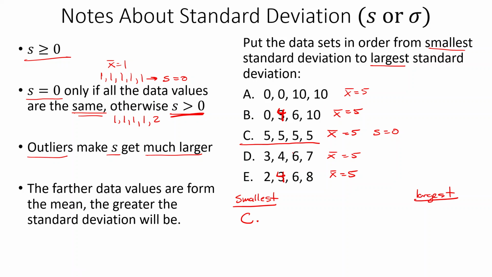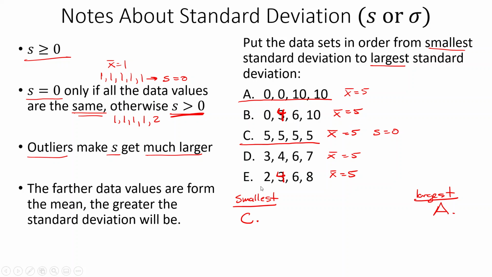All right, so now the largest one is actually the second easiest one to find, is this guy. It's A, because all of these guys are at the very end. So all of them are 5 units away from 5. So this guy, A, is going to have the largest standard deviation.